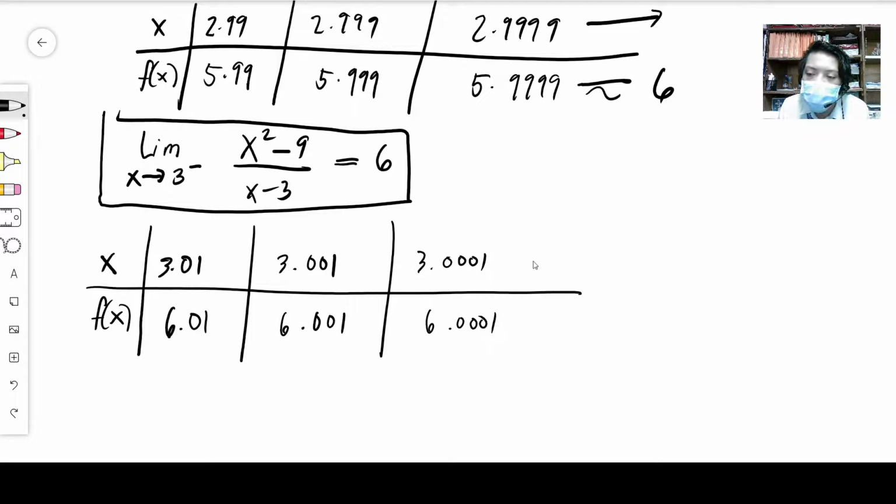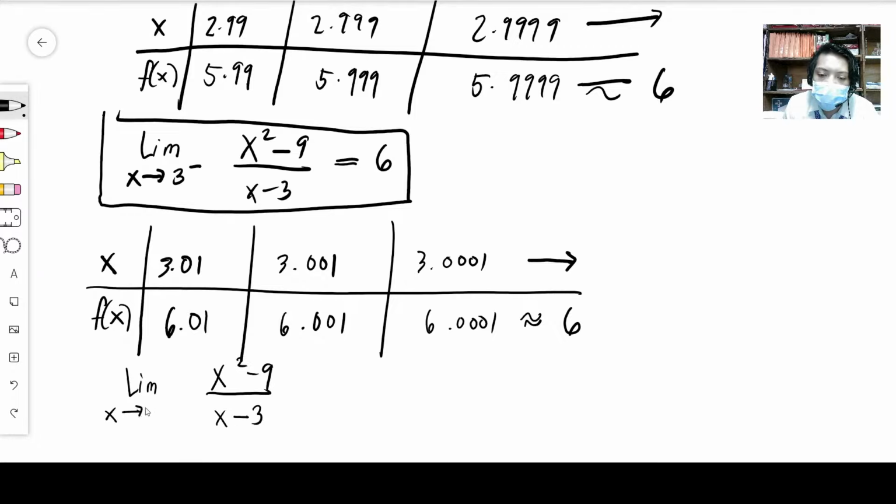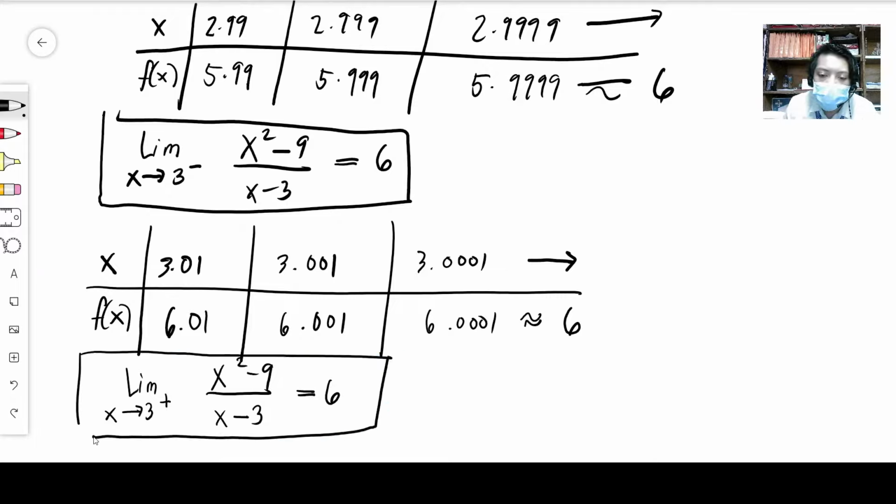6.0001. As x keeps approaching 3, this is almost equal to 6. You see? The limit of x squared minus 9 over x minus 3 as x approaches 3 from the right is equal to 6. Let's go back to what we did earlier.